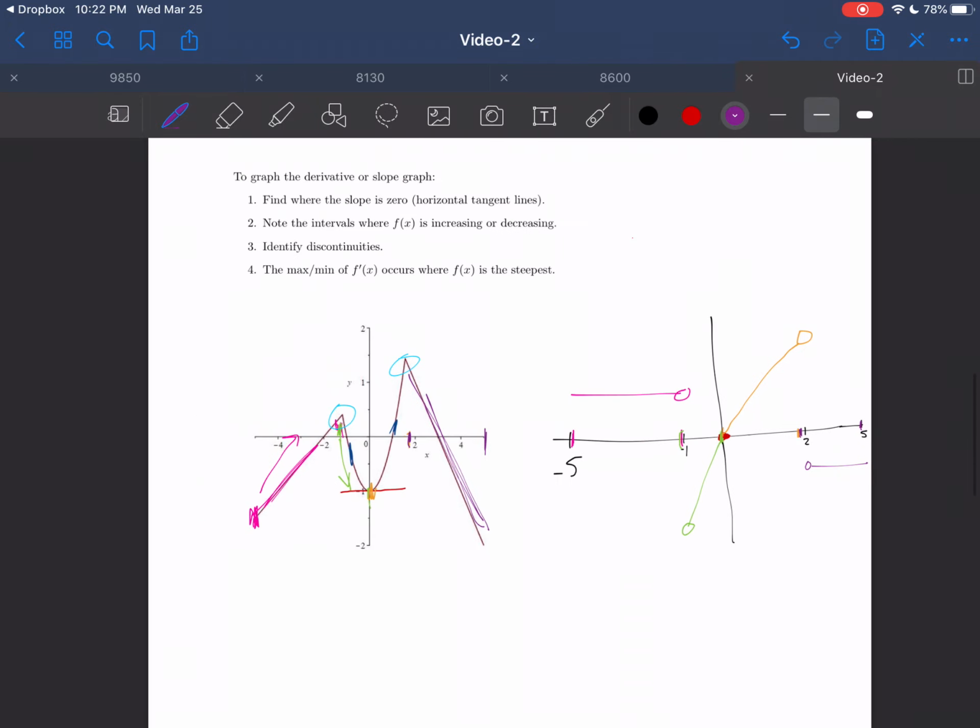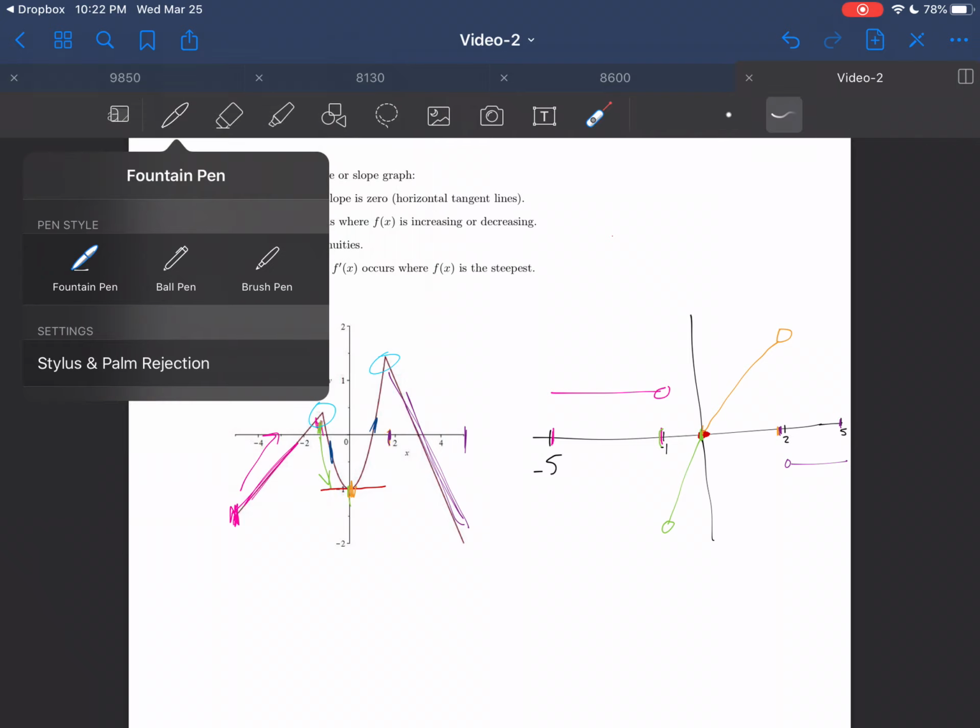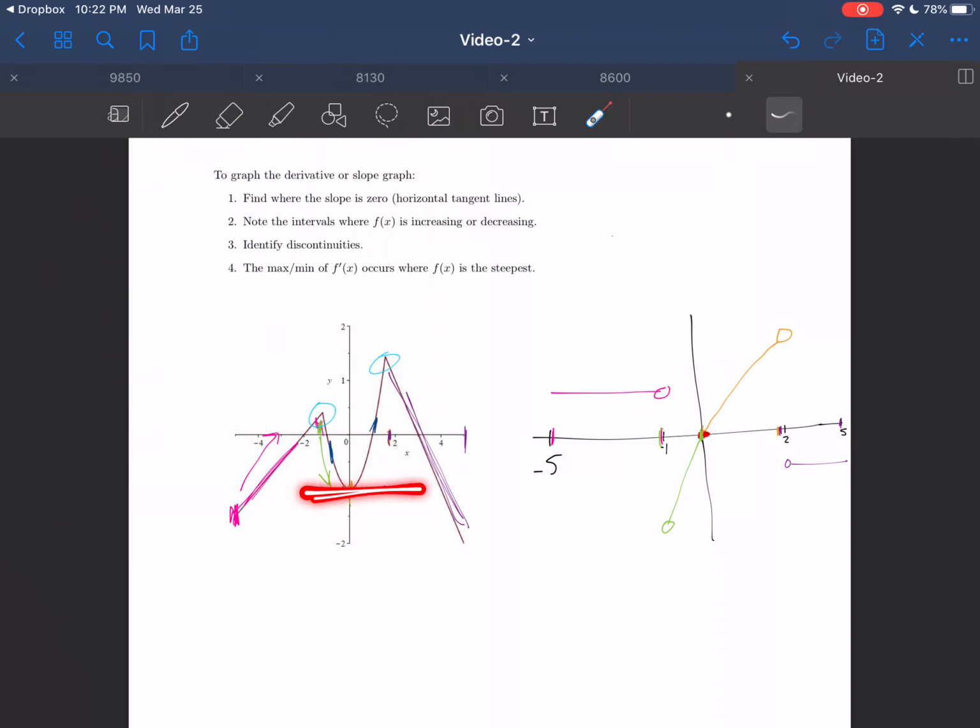I would start, when you go to do these, figure out where your zeros are. Then your discontinuities and your intervals with increasing and decreasing. Those are listed as 2 steps, but you can kind of combine them because those are the 2 things that'll break this x-axis up, so then you can figure out where it goes where.